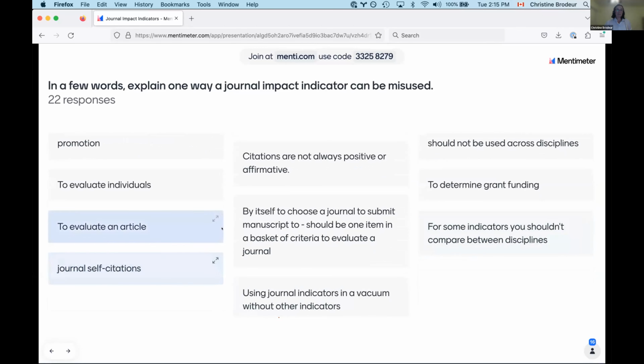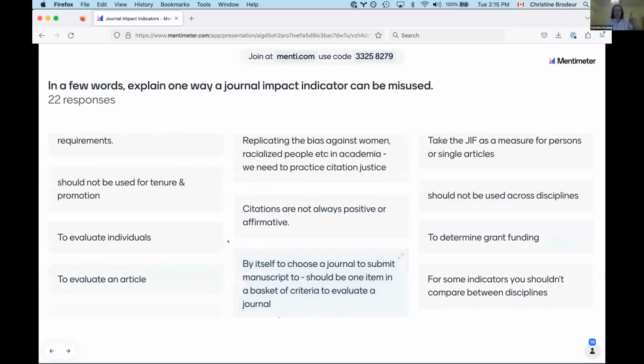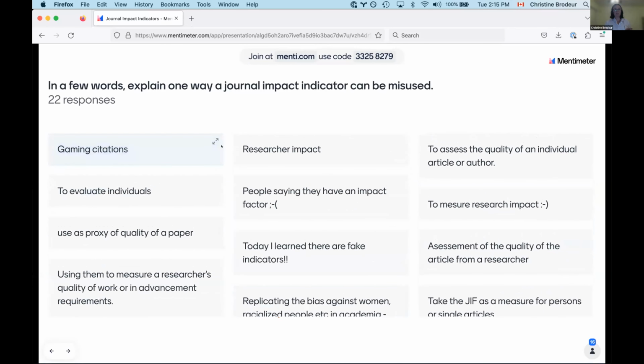Yeah, so journal self-citation, and I saw someone at the top who wrote gaming, so that's one of the limits as well. So yes, there has been some gaming of citation, where someone says, oh yeah, you want to publish with us? Well, you need to cite the journal at least 10 times or whatever. So you have to be careful with that.